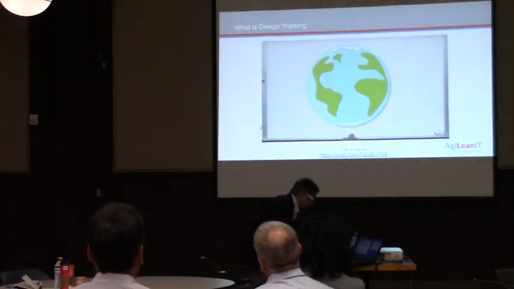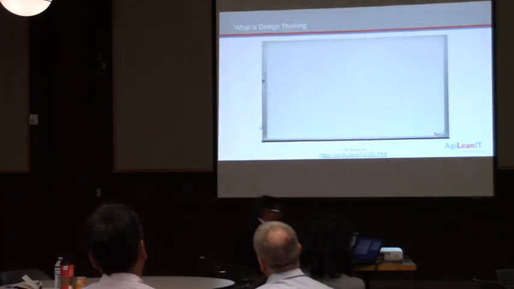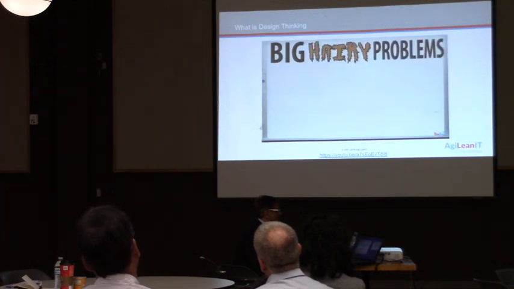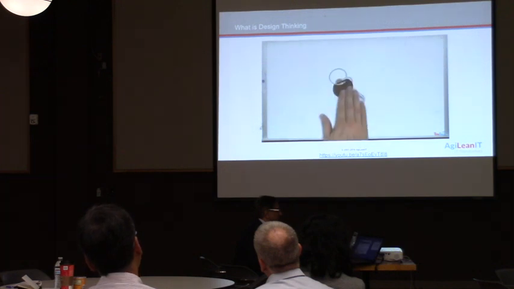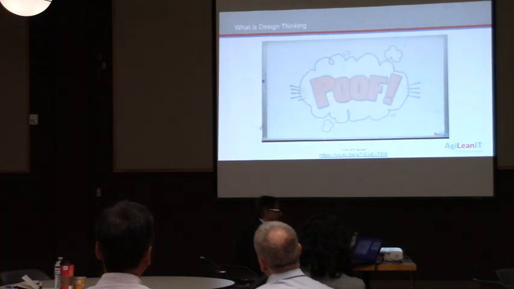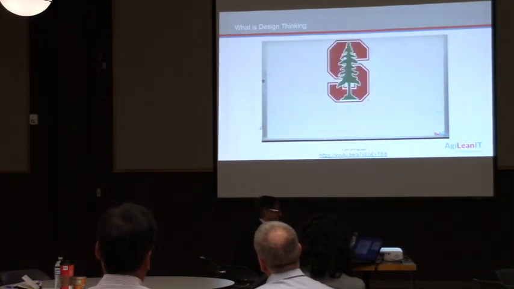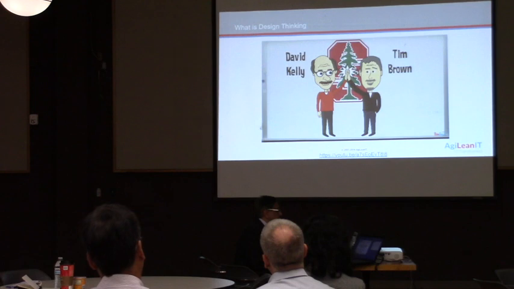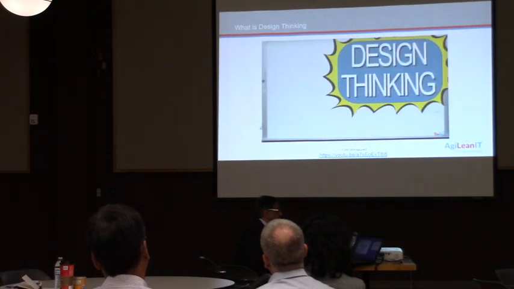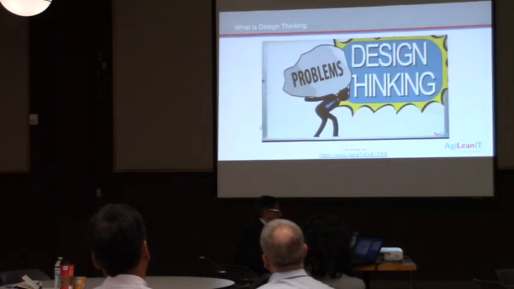Have you noticed that the world is full of problems? There are big, hairy problems like poverty and disease, and small annoyances like misplacing your keys. However, the geniuses at Stanford have come up with a process that will broaden your perspective and help you create better solutions, no matter the type of problem. This process is called design thinking, and it's here to change the way you tackle problems.